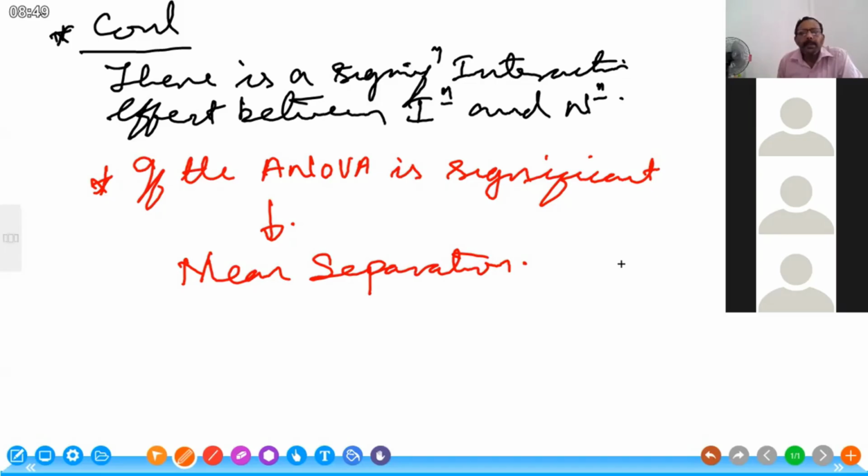Tomorrow I might talk about mean separation, or today I can talk about mean separation with the ANOVA. The only problem is, if you don't understand the theory, how am I going to explain? That is a problem.